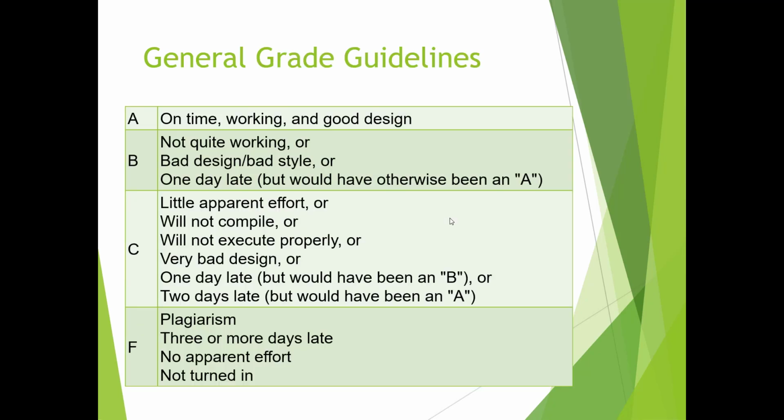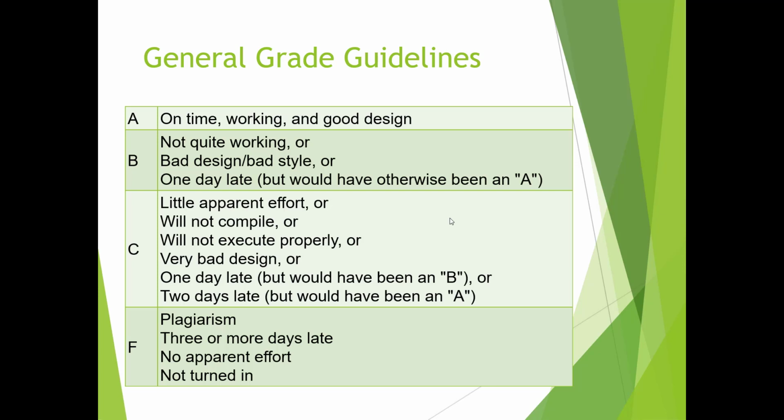General grading guidelines. This is just kind of general buckets. Don't come back to me and say, oh yeah, well, I definitely spent time on this, so it isn't a C. But these are kind of a general feel for what it means to have an A. A: on time, working, good design. B: not quite working, maybe the design was a little bad or something like that, or it was a day late and otherwise would have been an A. Every day late is a grade down, so that's 10 points.